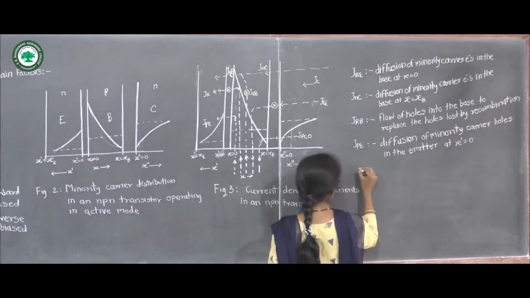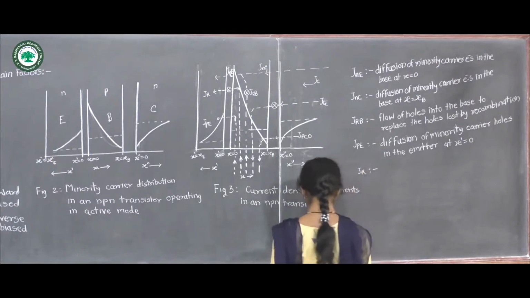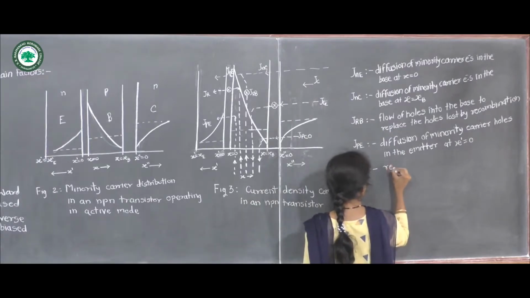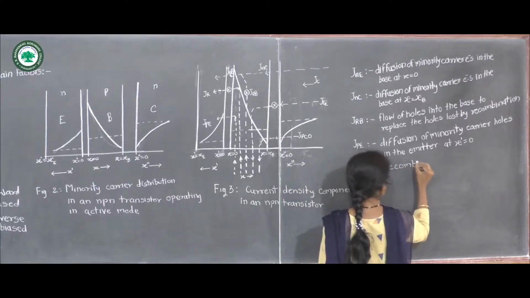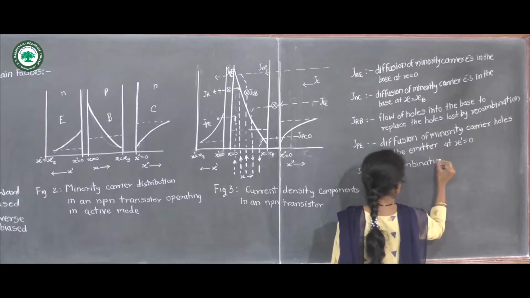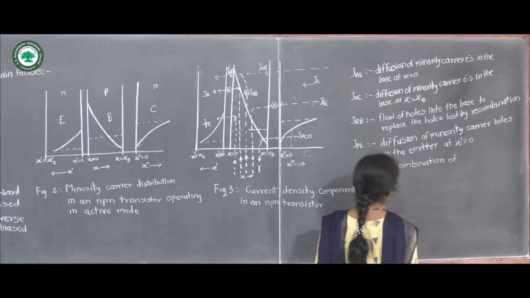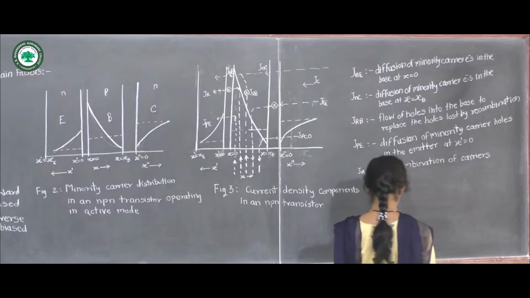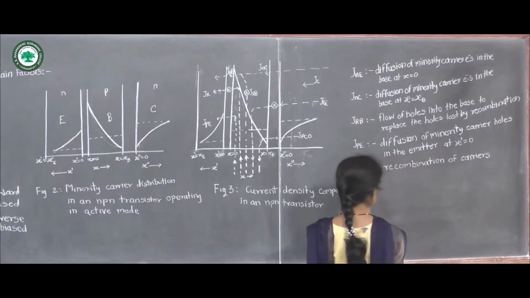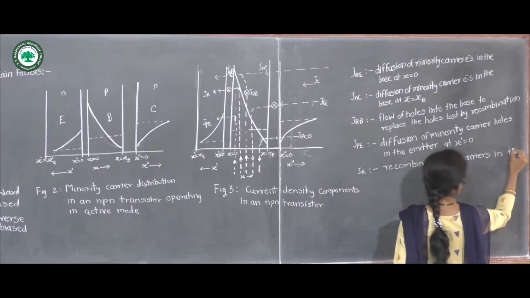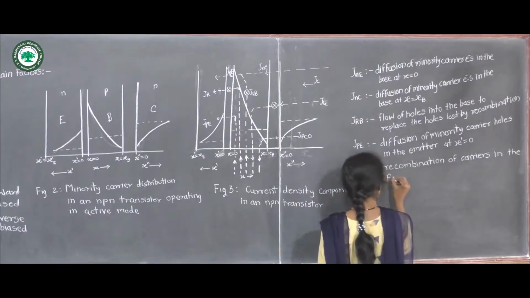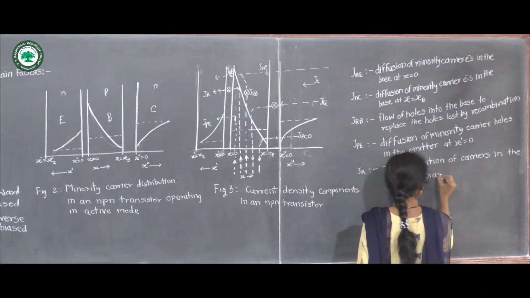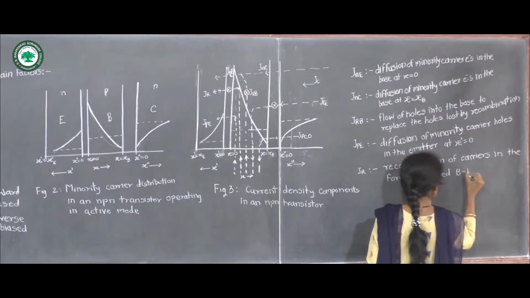Then JR is the current density due to recombination of carriers in the forward biased base-emitter junction.